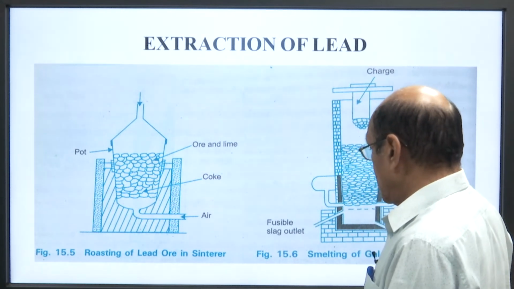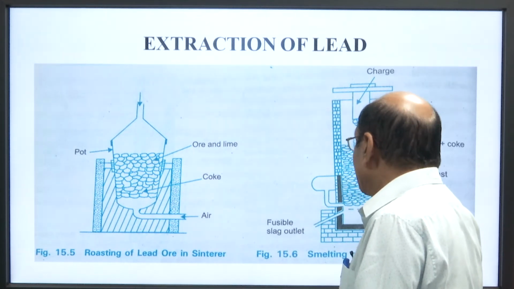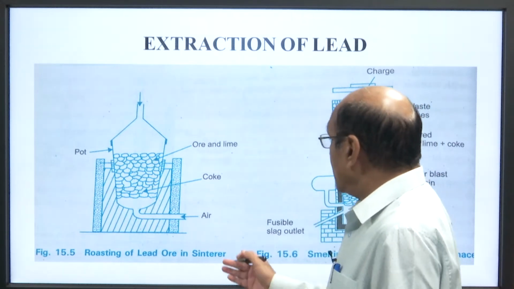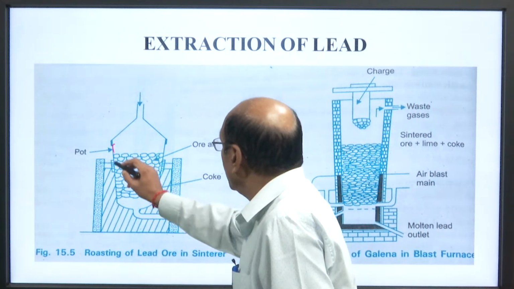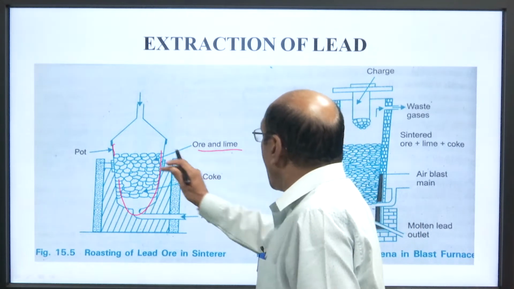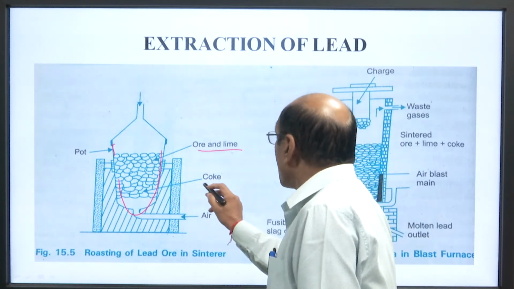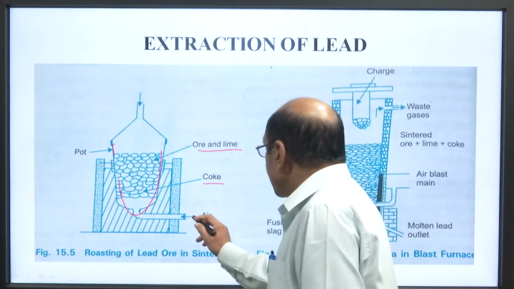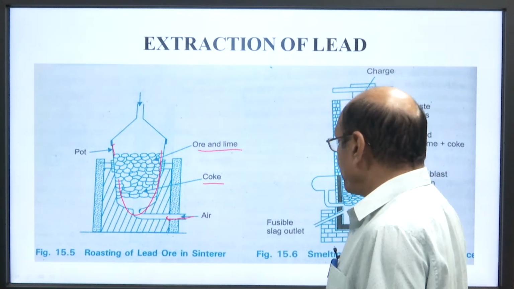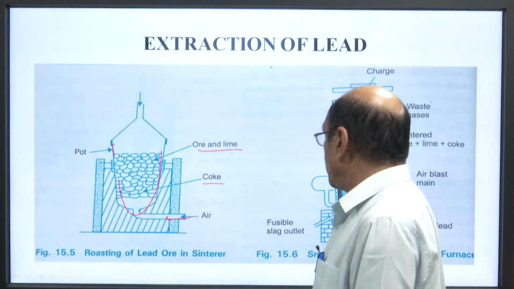Extraction of lead. The roasting of lead ore in a sinterer. This is the pot in which ores and lime are kept together. In the bottom there is coke, and air is circulated from this pipe. So, by this method we can roast the lead ores.